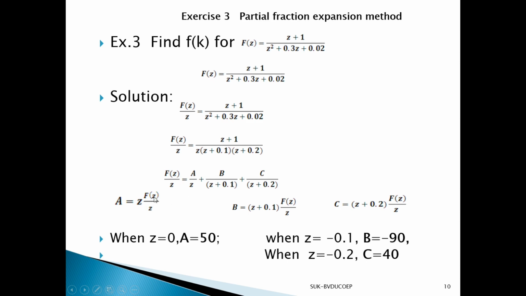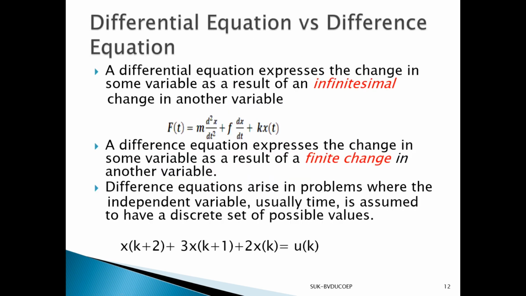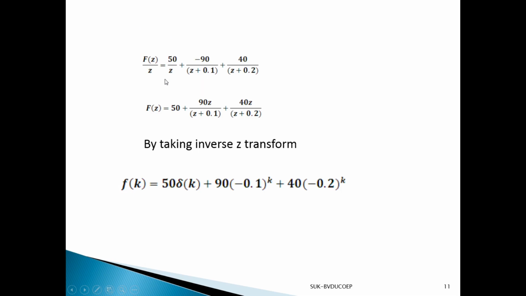So A is equal to z F(z) upon z when z is equal to 0, so A becomes 50. Similarly, when z is equal to minus 0.1, B becomes minus 90, and when z is equal to minus 0.2, C becomes 40. This is the usual procedure, the same way you do it for the Laplace transform. But don't worry about it, everybody has practiced this mathematics, so everybody can do it. I am putting in the values of A, B and C and getting this.